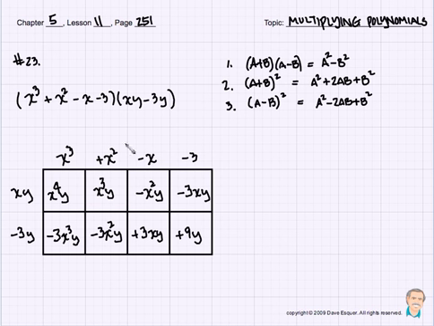So we've added up all of the terms. We've multiplied each of these rectangular sides. Xy times x cubed, xy times x squared, xy times minus x, xy times minus 3, minus 3y times x cubed, minus 3y times x squared, minus 3y times minus x, and minus 3y times a minus 3. All we have to do now is add up all the rectangles. So let's hope we didn't make any mistakes here.